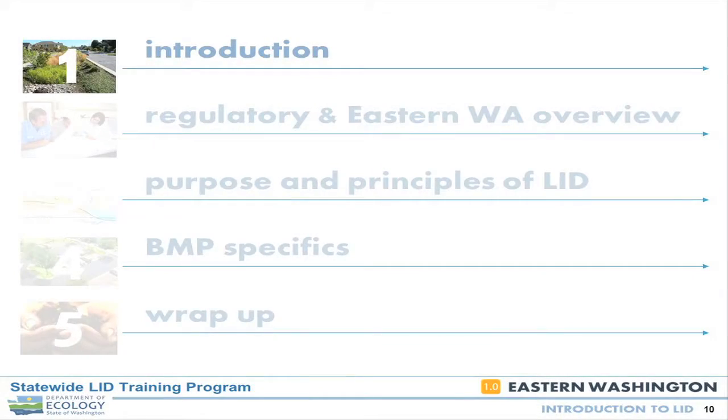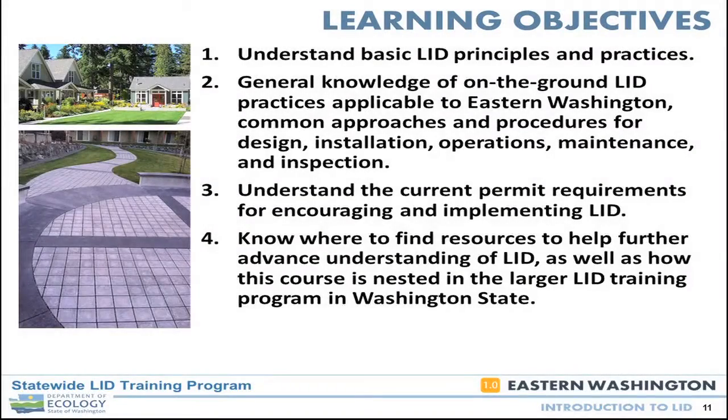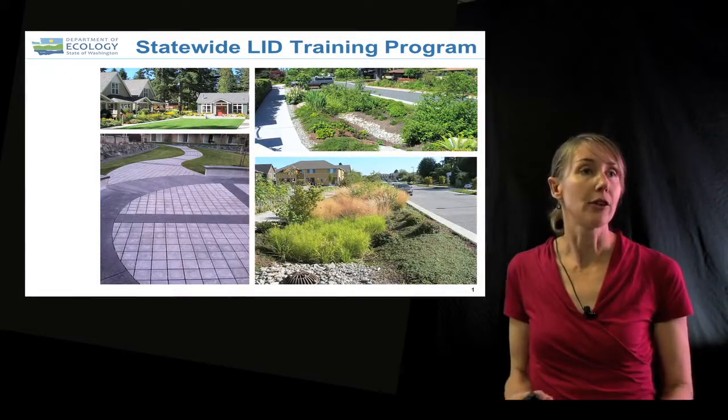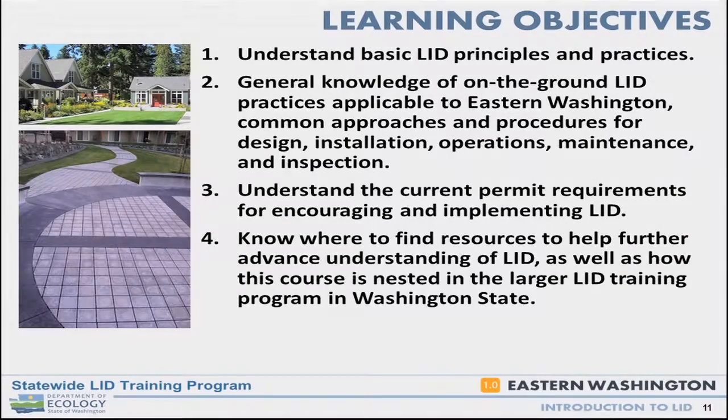So getting started, the learning objectives. We have 4 main learning objectives for this training. And the first learning objective, understanding the basic LID principles and practices. So we'll cover this during the purpose and principles section of the agenda. The second learning objective, that general knowledge of on-the-ground LID practices. Then the third learning objective, understanding the current permit requirements. That we'll cover in the regulatory piece of the agenda. And then the final learning objective, which is beyond this course, what additional resources are available to you.